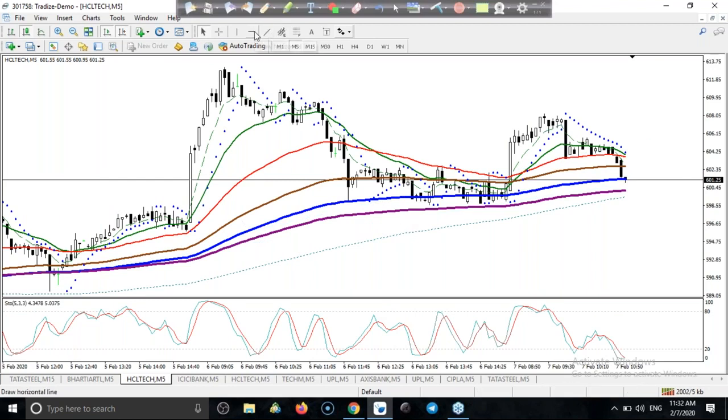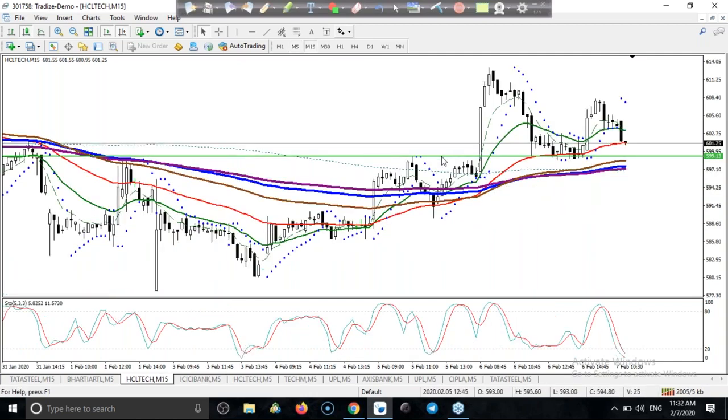So now let me draw a supporting line. You can see, this is our strong support. So that means we are looking for a buy above this stock, because this is strong support. We have seen multiple rejections from this area. Here we have seen just a little more, and the 200 exponential moving average is also support.